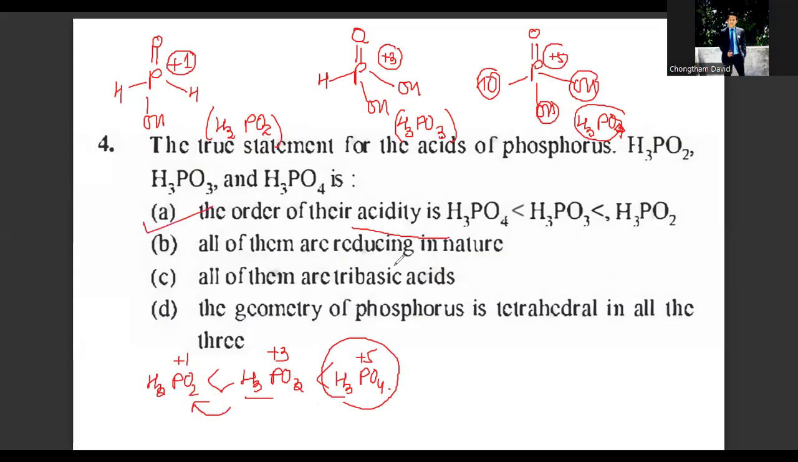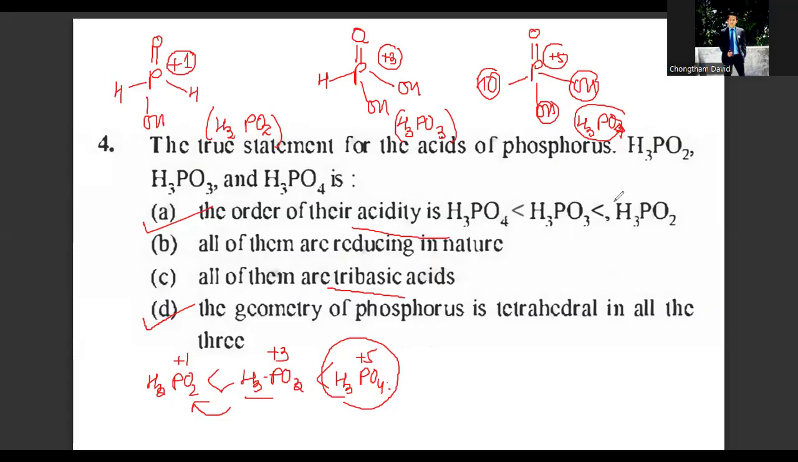All of them are reducing is not the correct answer because phosphoric acid is oxidizing. All of them are tribasic is not correct because one is monobasic, one is dibasic, and one is tribasic. And the geometry of the phosphorus is tetrahedral in all the 3 cases. So the answer would be A and D, right? But let us check back again.